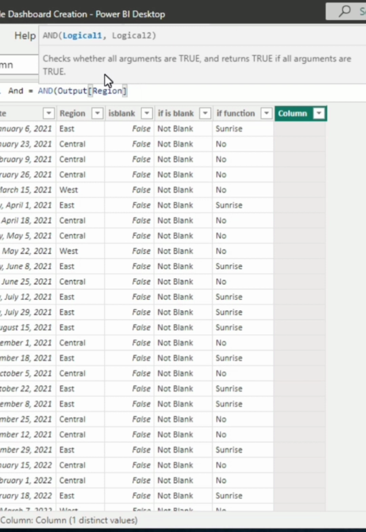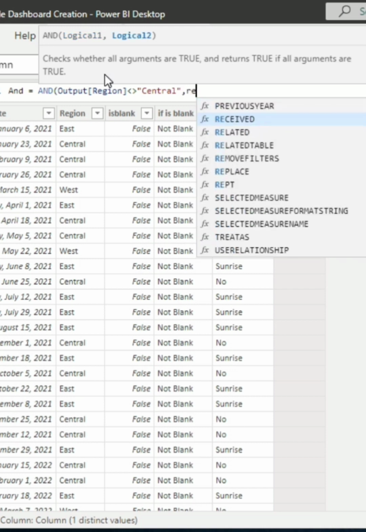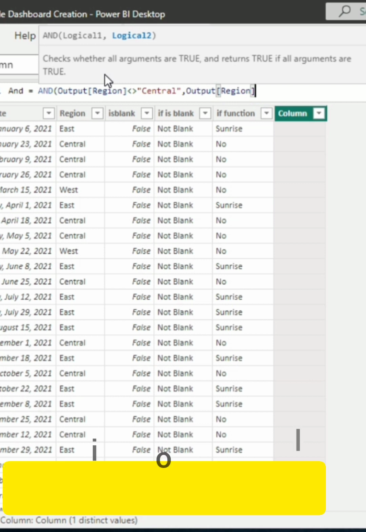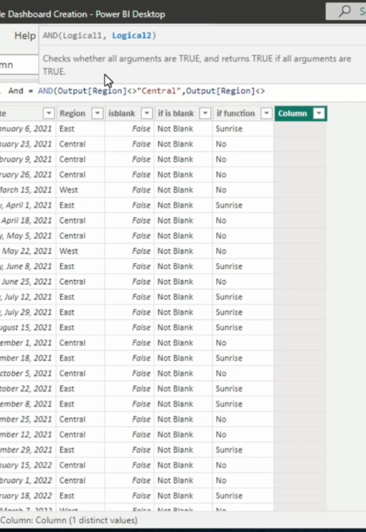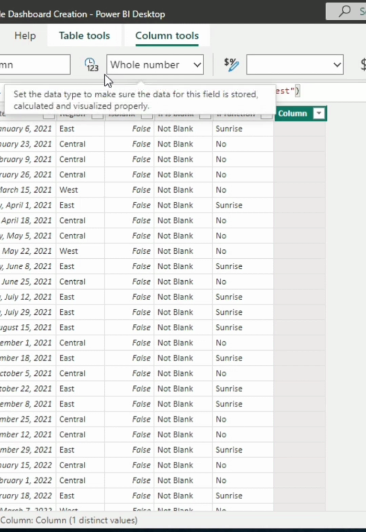okay, region is not equal to central, and the second thing is again region should not be equal to... The lesser than and greater than symbols combined, the combination of these two, is known as not equal to, and it should not be the best one. Close the bracket and hit enter.